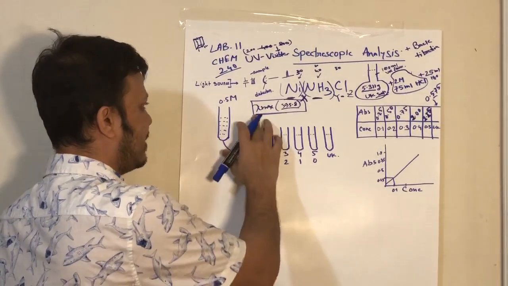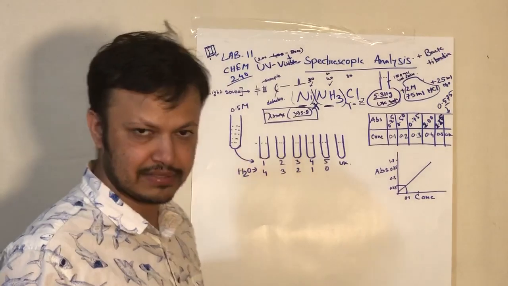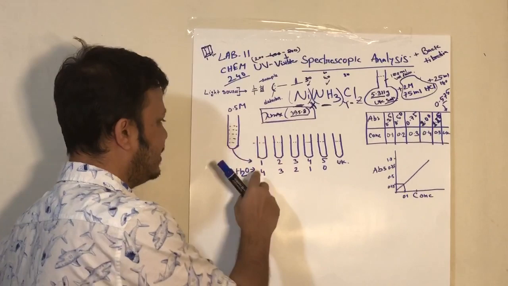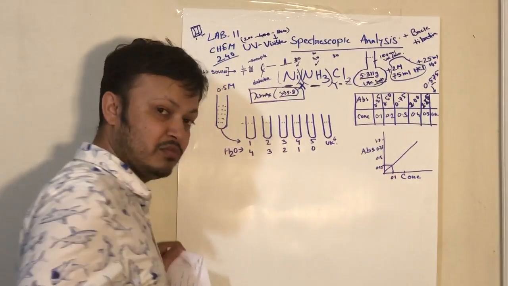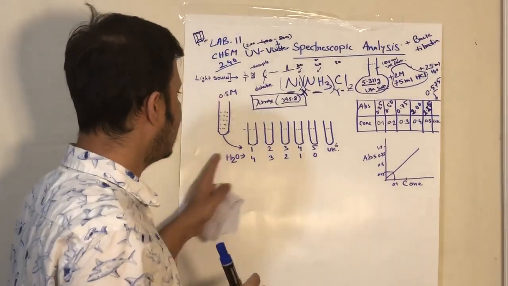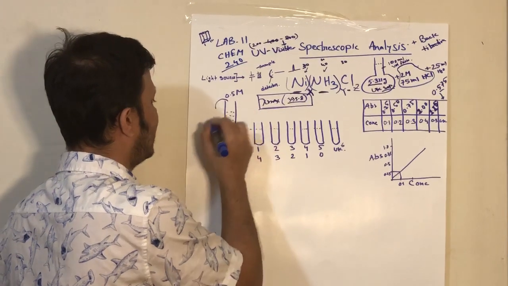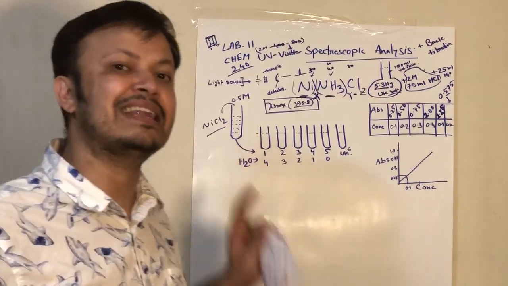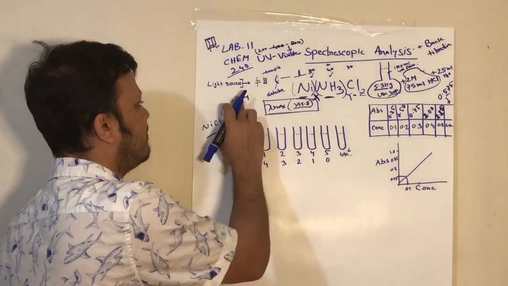By this time we already know how to find out the lambda max. We got the lambda max. Now what you need to do? You will take 6 test tubes. We provide you the 6 test tubes, and there will be a nickel chloride solution. This is the standard solution we will give you. This is a nickel chloride solution of 0.5 molar.